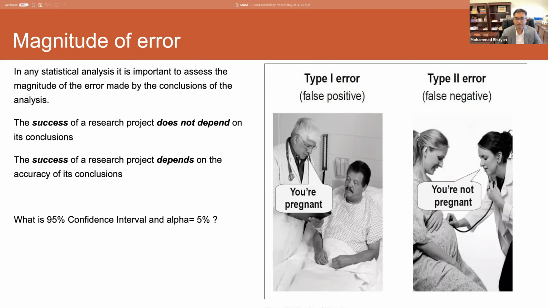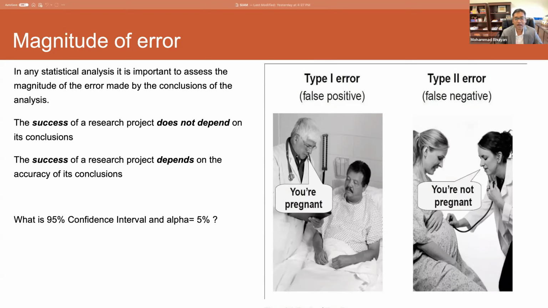So that's why it is very important how you are defining your test of hypothesis and how you are explaining the results. What is the accuracy of your result? And also in statistics, you'll always see that people talk about 95% confidence interval and alpha equals 5%. What does it even mean?